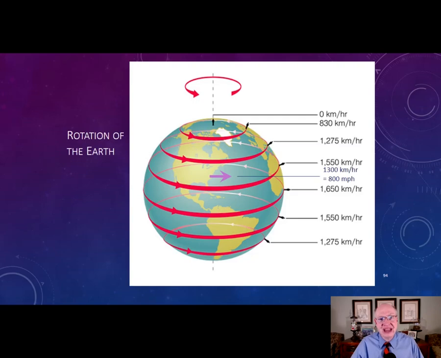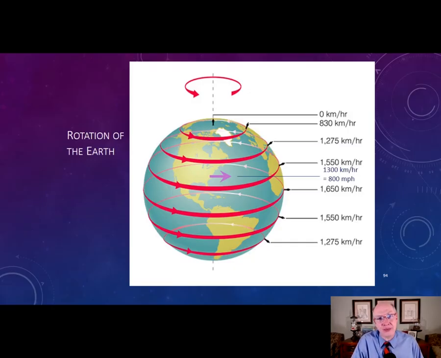Now, if you're standing at the North Pole, you're not actually moving. You're just turning around as the Earth turns. If you're down here on the equator, you have to make this huge big circle every day. Here at northern latitudes, we make a slightly smaller circle, and here in Charlottesville, we're moving about 1,300 kilometers an hour, or about 800 miles an hour, due east.